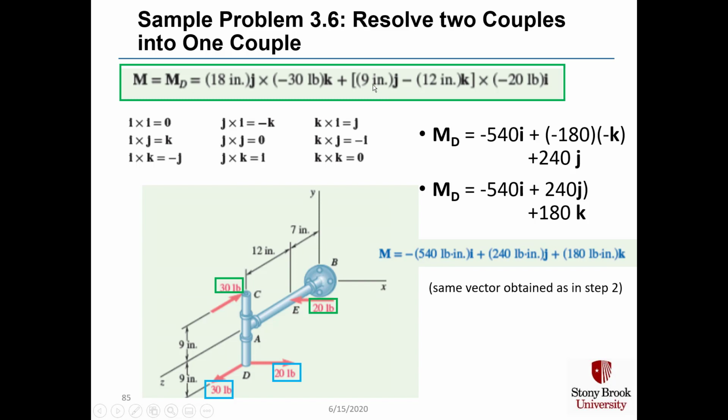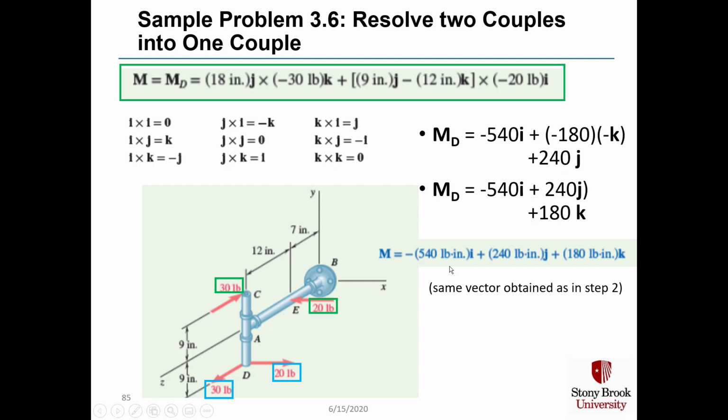Then we take 9 inches in J crossed with minus 20 pounds in I, and that's minus 180 times J cross I. And looking at our chart here, J cross I is a minus K, so minus 180 times minus K is actually a plus 180 K. Our third term is minus 12 inches in K crossed with minus 20 pounds in I, which is plus 240 pound-inches times K cross I is J, so that is a plus 240 in J.